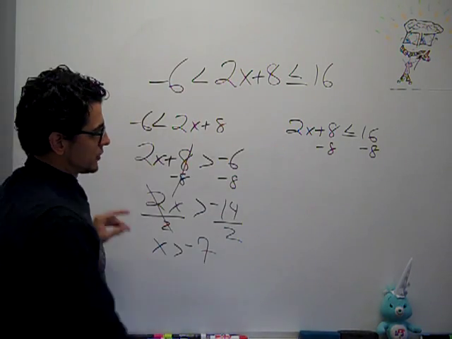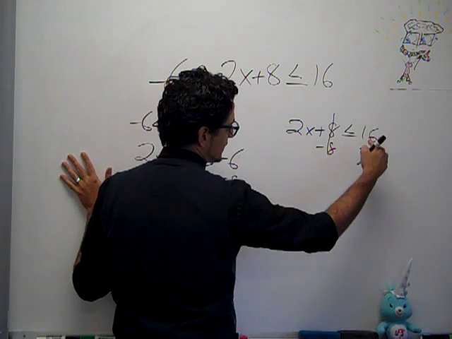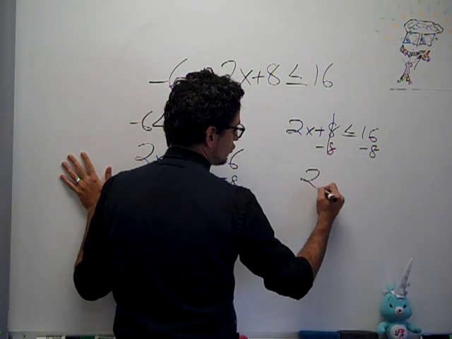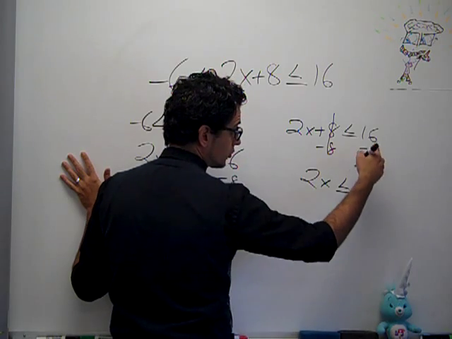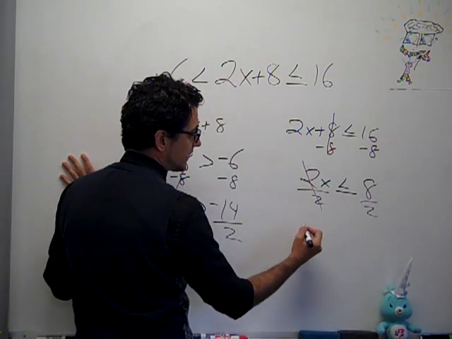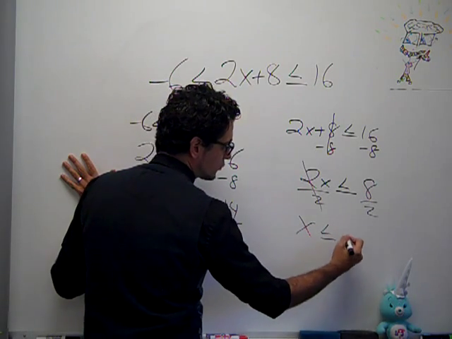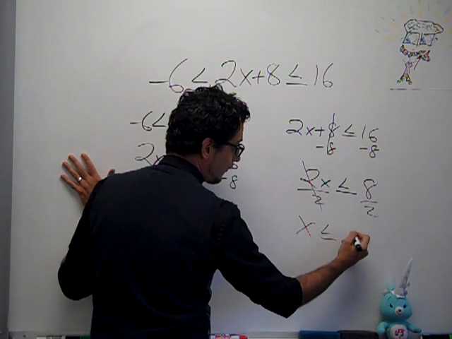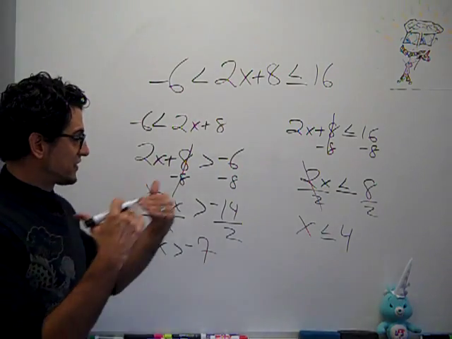I also have this side which I want to finish out. I subtract 8 from both sides, and I've got 2x is less than or equal to positive 8. Divide both sides by 2, division property of equality. I'm at x is less than or equal to 4. So then I can graph this out.